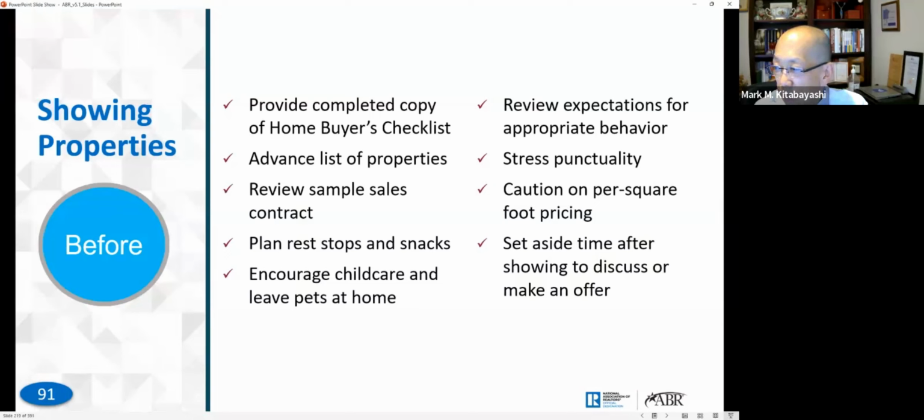And review expectations for appropriate behavior. Stress punctuality, because we made an appointment and we want to make sure that they show up on time. And of course, you need to show up on time. My rule of thumb is that I always arrive 10 minutes before whatever the appointment time is, so I am ready to go when your client arrives.